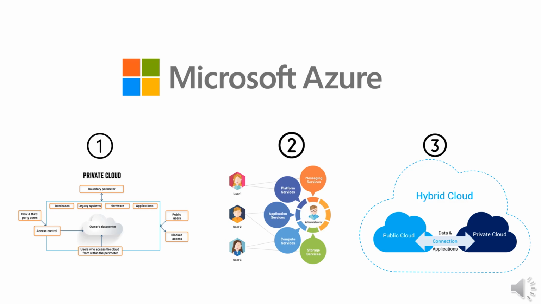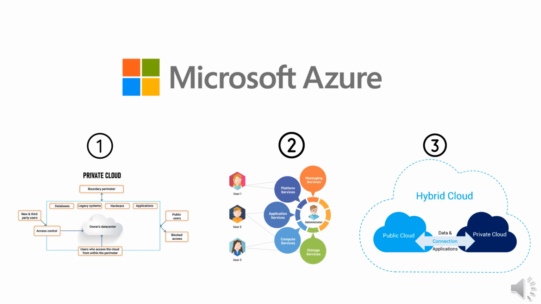A public cloud is owned and managed by a third-party provider, like Microsoft Azure. Anyone can use it by paying for the resources they need. Public clouds are cost-effective, highly scalable, and allow organizations to pay only for what they use. The downside is that organizations have less control over infrastructure and security compared to a private cloud.